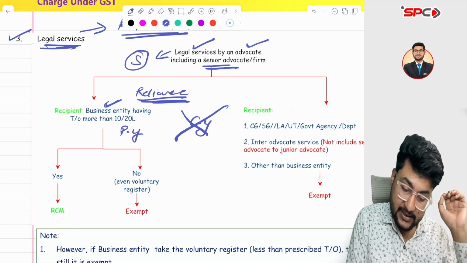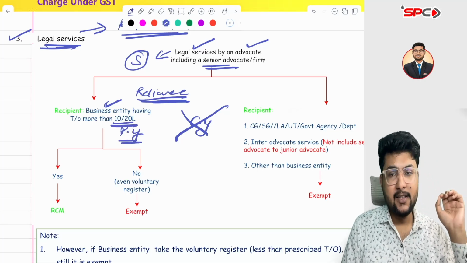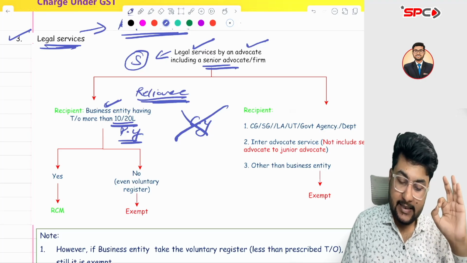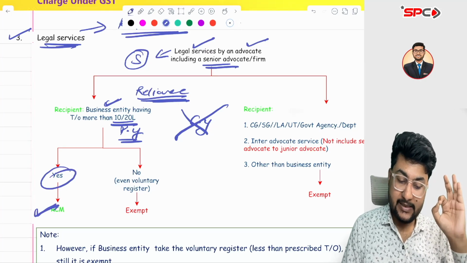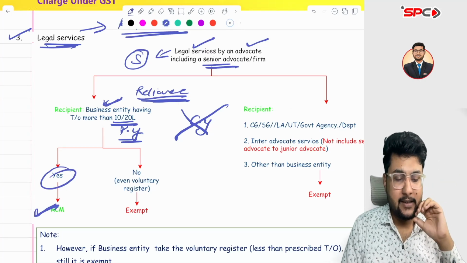Always see the previous year turnover is more than 10-20 lakhs. Yes, then RCM will apply. Means sir, then Reliance will pay the tax. Okay.